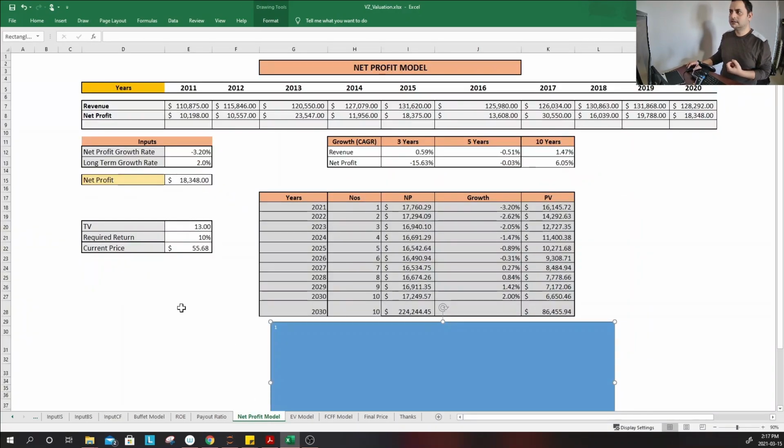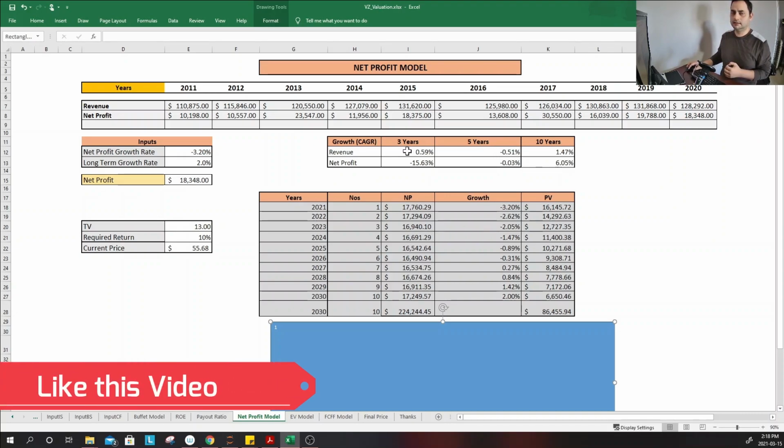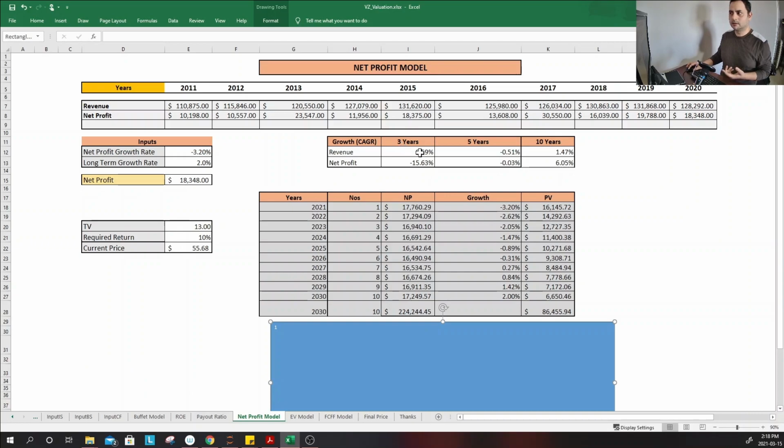If I look at the intrinsic value, this is again 10 years of revenue and net profit growth. You can see the trend: for the last 10 years, revenue is growing less than 2%, which honestly looks like a sign of a very mature company or one in decline in terms of growth. Even if I take the last 5-year revenue growth, it is declining at minus 0.51%, and the 3-year is only 0.59% growth. So it's growing, but even less than 1%.